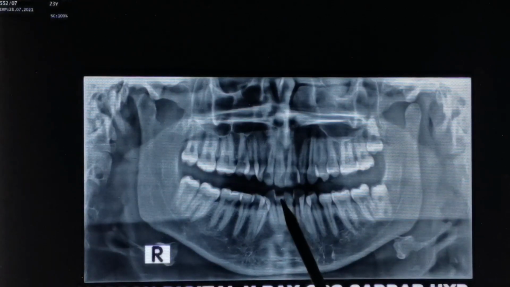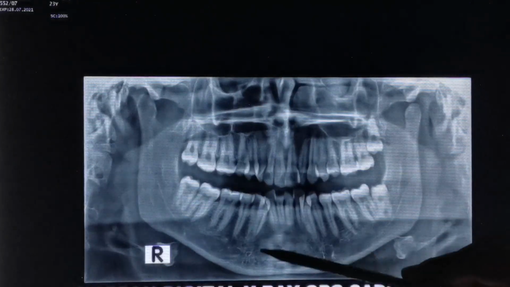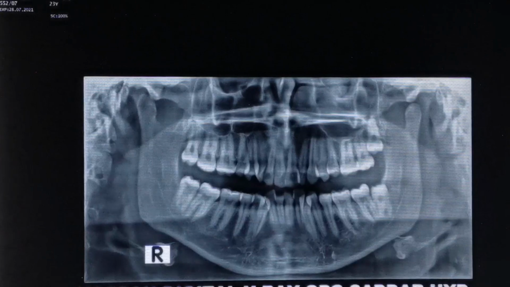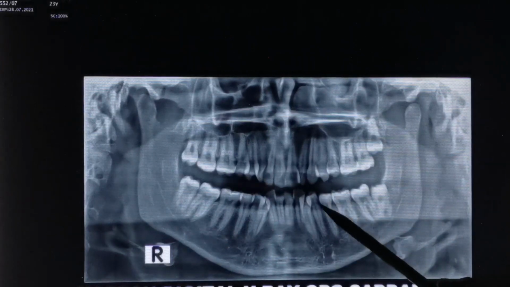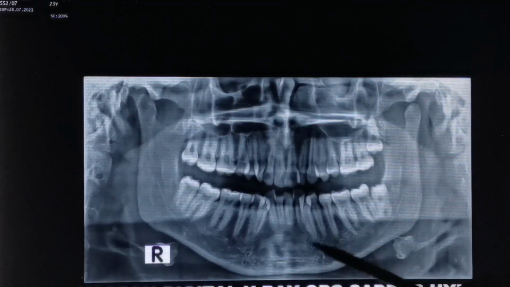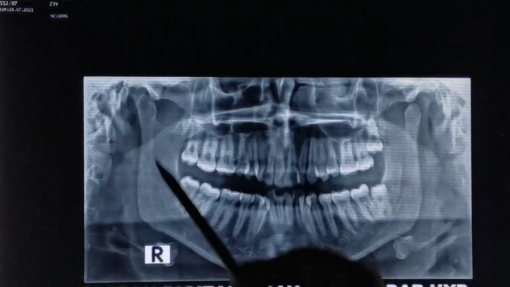Over here you can see the central incisors. Below the incisor region, this particular area is called the symphysis region. This is the canine tooth, and below this area is called the parasymphysis area. So this is the whole mandible.